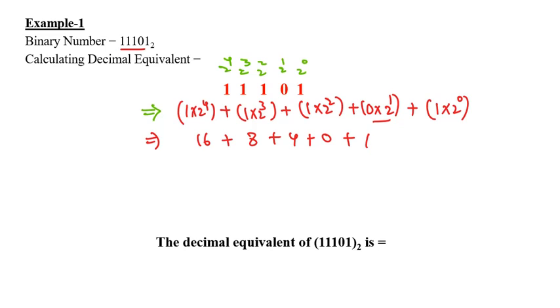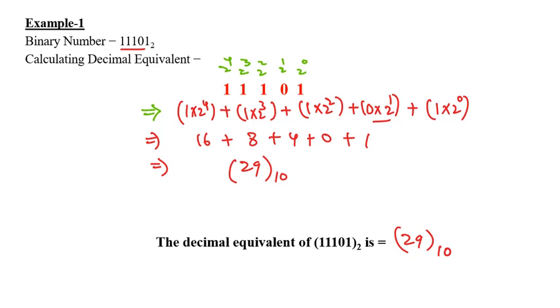At the end, third step, I need to add all these things. So if I add all these things, it gives me 29. This is my decimal equivalent of the given binary number. So the decimal equivalent of the given binary number 11101 is 29 of base 10.